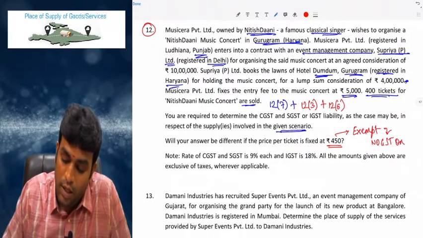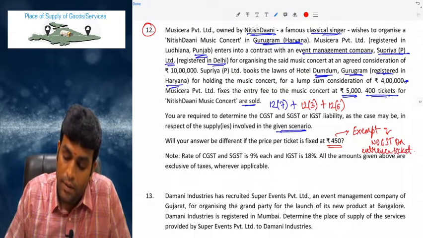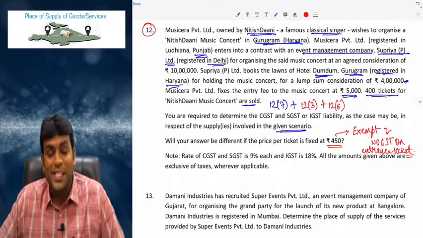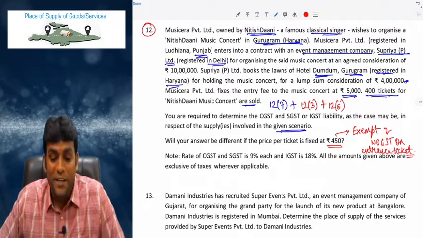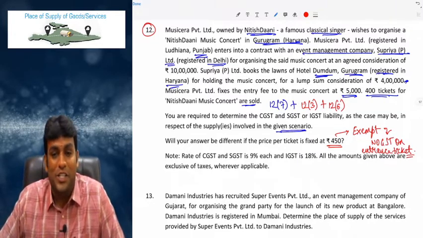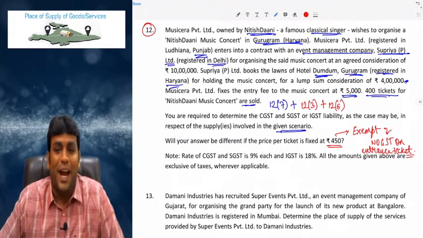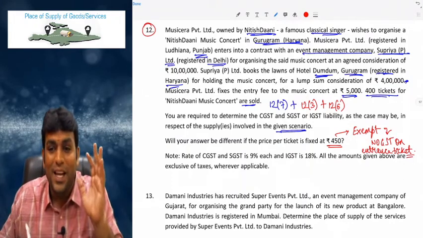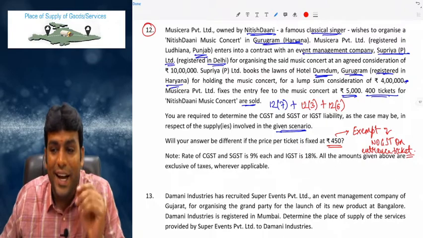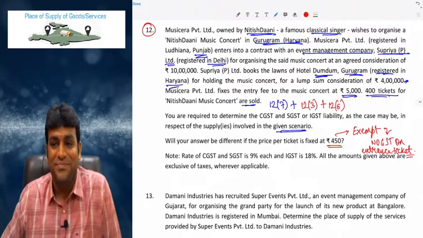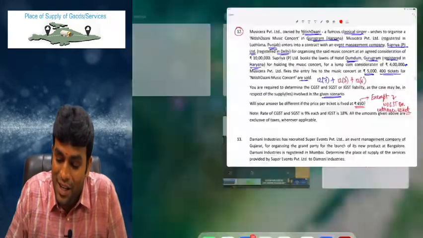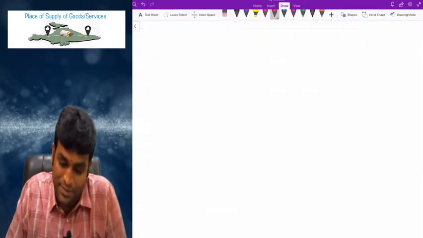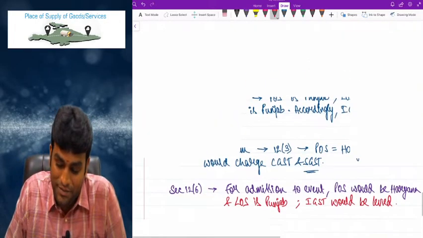No GST on the entrance ticket, because the entrance ticket will be exempt, my dear friends. I already talked about this point. In case of admission to any sporting event, musical concert or award function, where the entrance ticket does not exceed 500, it is straight away exempt. It is taxable only when the entry ticket is more than 500. What a brilliant question, my dear friends. Wonderful answer. Very, very interesting question.